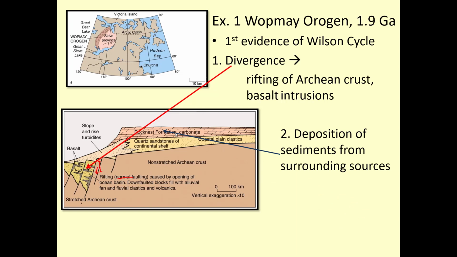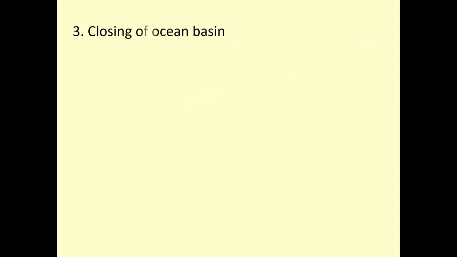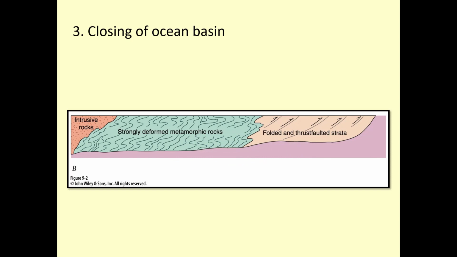However, when we look at the way that the Wathmate origin looks today, we have to find evidence for convergence as well. And we see that in the way the rocks look today. So we have some intrusive rocks, which are typical when you have two chunks of land colliding, that you might have any magma chambers sort of ease their way up and cool. And then we have some strongly deformed metamorphic rocks, followed by some folded and faulted rocks over here.